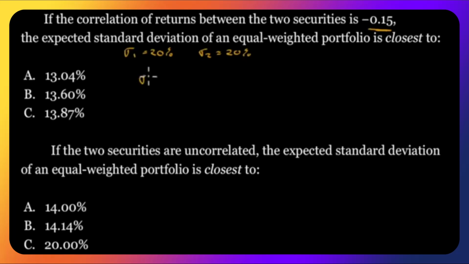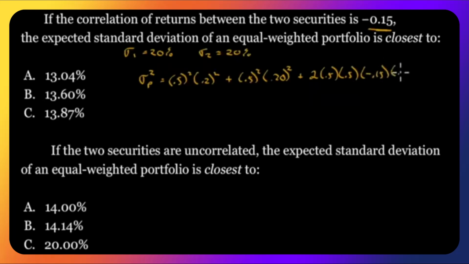We always start by calculating the variance of the portfolio, and from there we just take the square root. So the variance of the portfolio is the weighting on the first asset. We're told they're equally weighted, so it'll be 0.5. The weighting on the first asset squared times the variance of the first asset, 0.2 squared, because that's standard deviation, plus the weighting on the second asset, 0.5 squared, times the standard deviation of that squared for variance, plus 2 times the weighting on the first asset, weighting on the second asset, the correlation between the two, negative 0.15, times the standard deviation of the first asset times the standard deviation of the second asset.